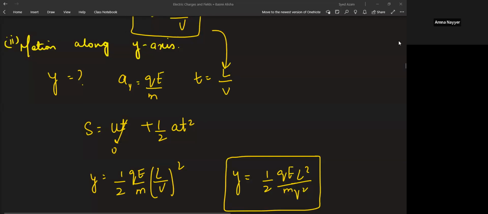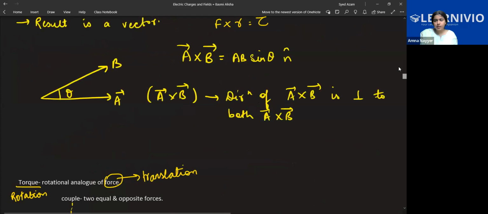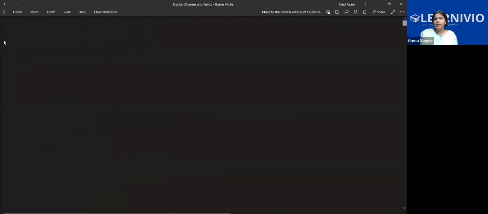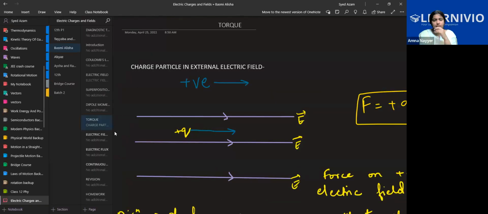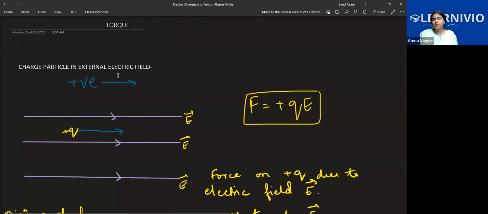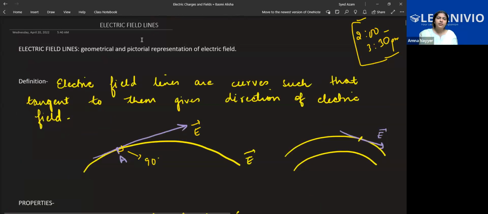Completed? Yes, ma'am. Okay, see, this torque part we have already completed. So this completes the force on a charged particle in an external electric field. Now, we are left with very few topics. First is your electric field lines. This has to be covered.